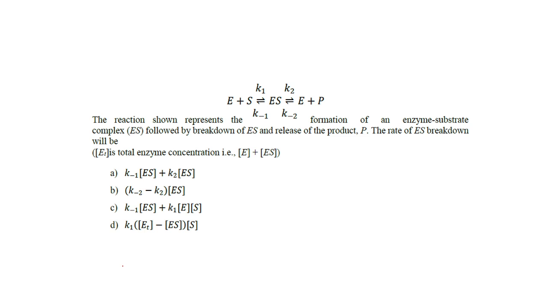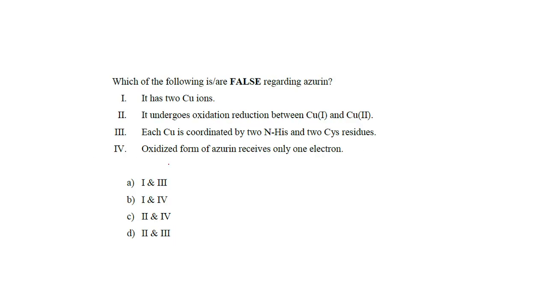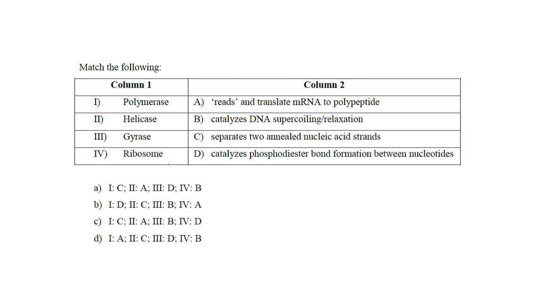So if you check, the rate of ES breakdown will be the first one: K minus 1 into ES, plus K2 into ES. This one is about okay. Now match the following. The role of polymerase, helicase, gyrase, and the ribosome.